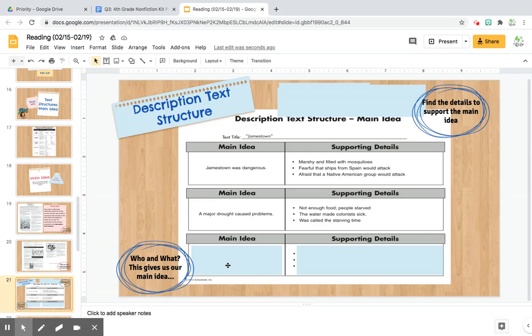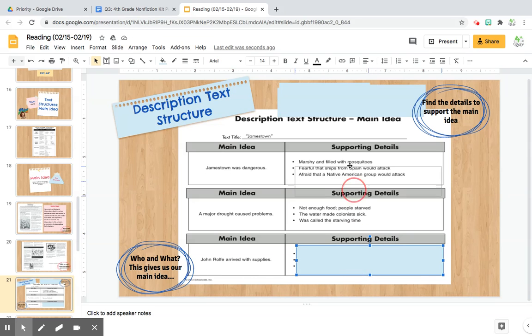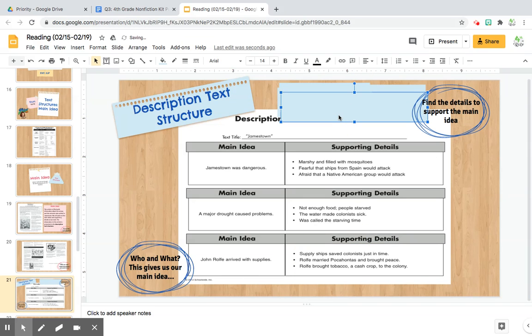Okay, so I know we're talking here a little bit about John Rolfe, right? Okay, what would you say was the main idea? What was he known for? He arrived with supplies. Now in that section, what were the details to support how he had arrived with supplies here? Remember the supply ships that saved the colonists just in time.